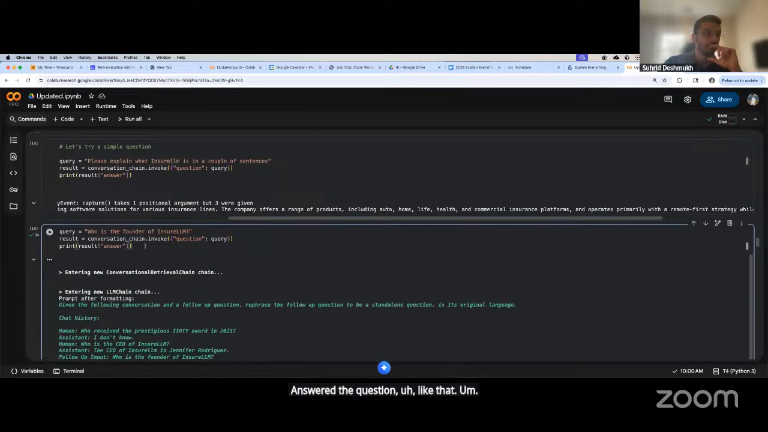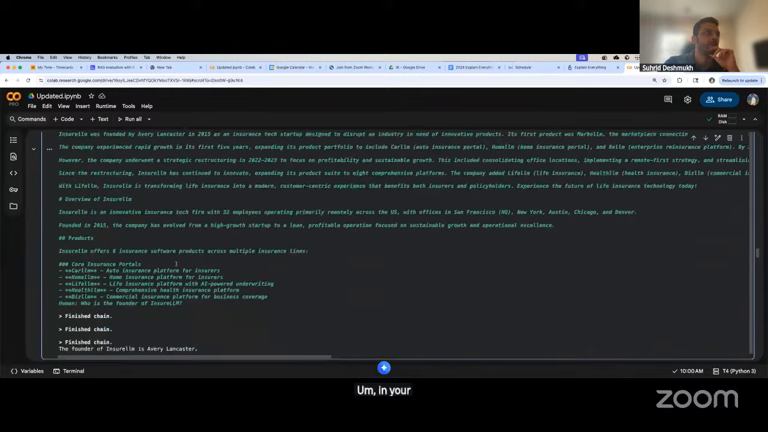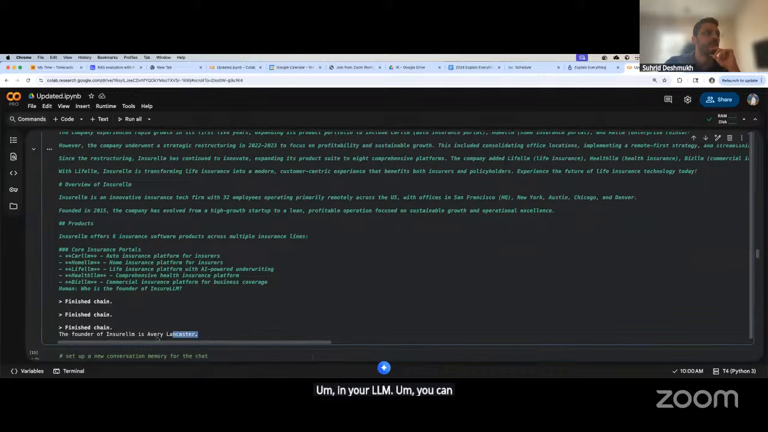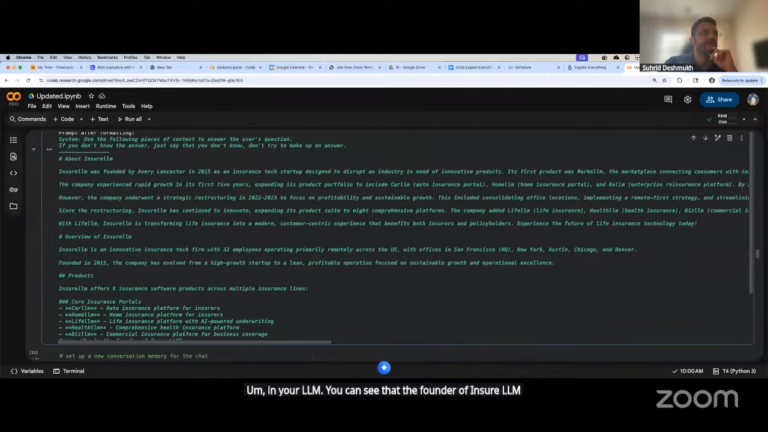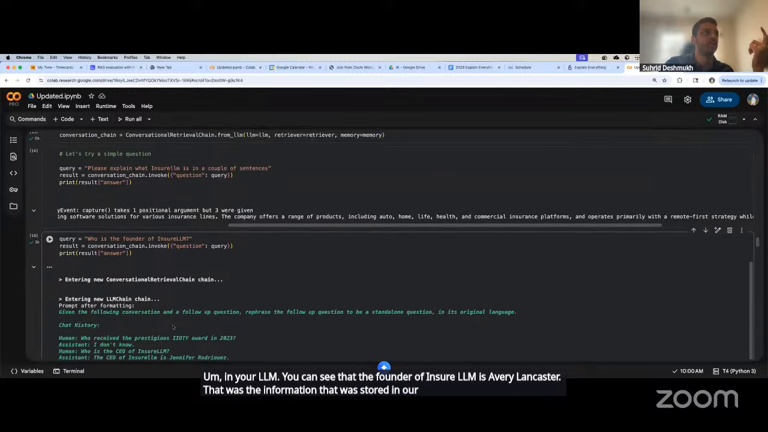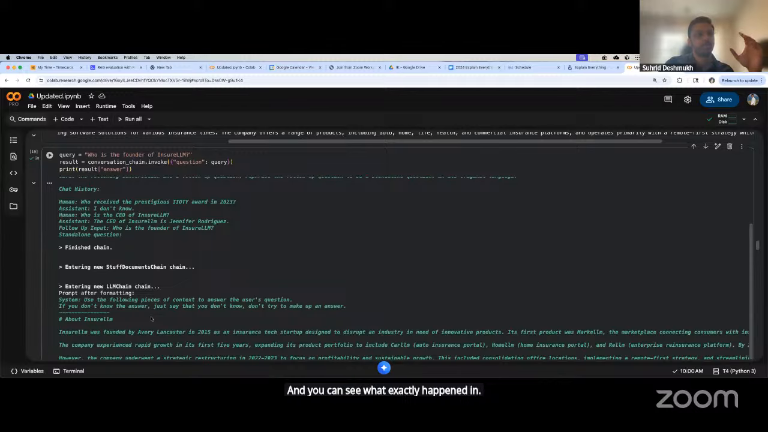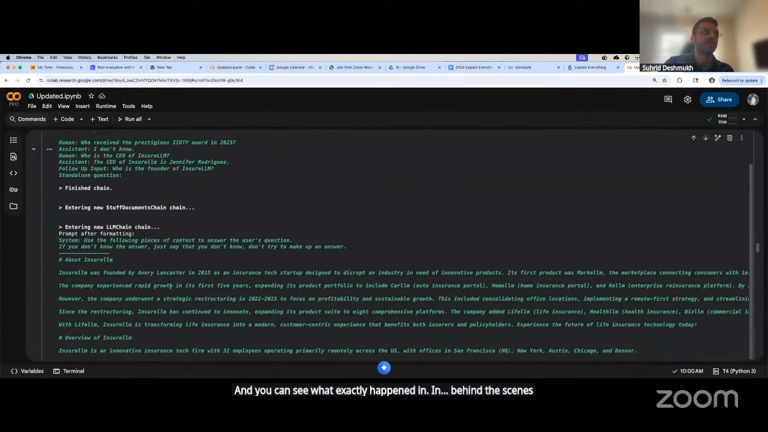And as I was mentioning, you can also see what kind of context was retrieved when you ask a particular question. So if you ask who is the founder of Ensure LLM, you can see that the founder of Ensure LLM is Avery Lancaster. That was the information that was stored in our documents. And you can see what exactly happened behind the scenes when you ask this question.